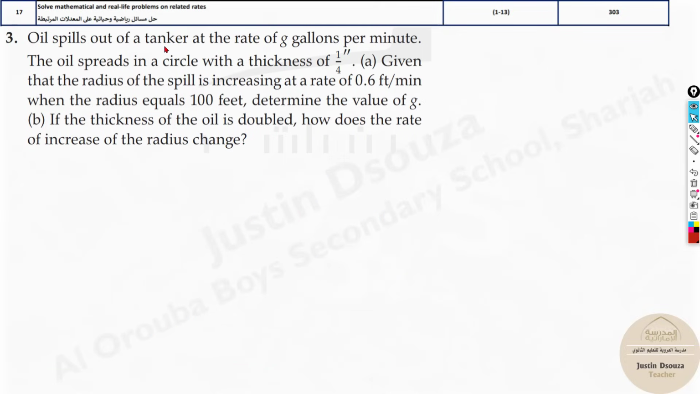Now, oil spills out of a tank at the rate G gallons per minute. The oil spreads in a circle with a thickness of 1/4 inches, given the radius of the spill is increasing at a rate of 0.6 feet per minute. When the radius equals 100 feet, determine the value of G. We have to determine the value of G, that is the rate of volume, V dash. Then, if the thickness of the oil is doubled, how does the rate of increase of the radius change? This is later. First, let's do the first one, and then we will analyze it.